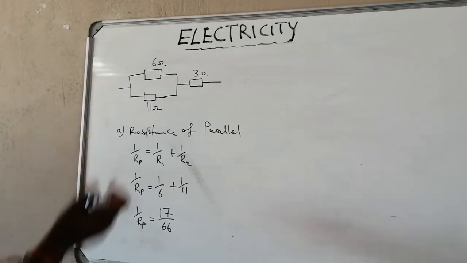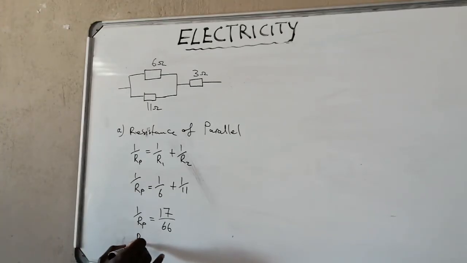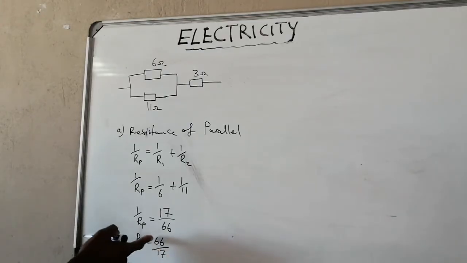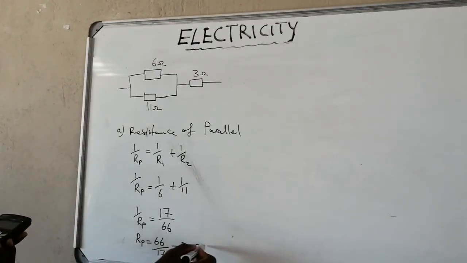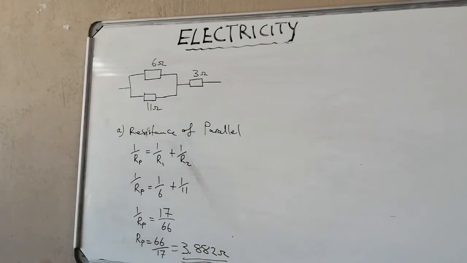Then like I said, you just flip them over. Then after we calculate this, that gives us our answer. This gives me 3.882 ohms. Please follow through with the calculations. Sometimes I make mistakes.